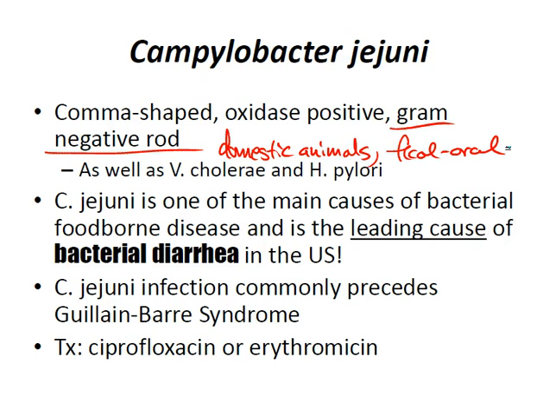Okay, that's Campylobacter jejuni. Campylobacter jejuni infection can be confused with what? Ulcerative colitis and Crohn's disease. So you need to have Campylobacter jejuni on your differential when you hear ulcerative colitis and Crohn's disease. So very good. Campylobacter jejuni commonly precedes Guillain-Barré.